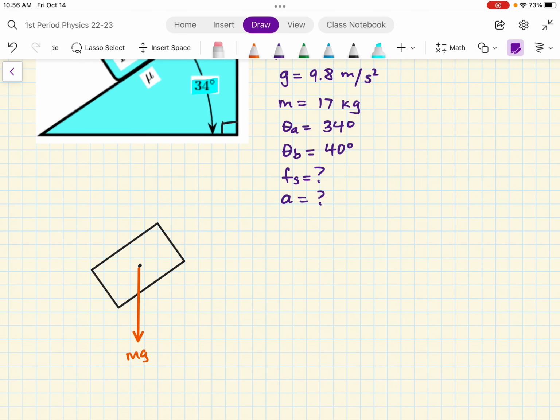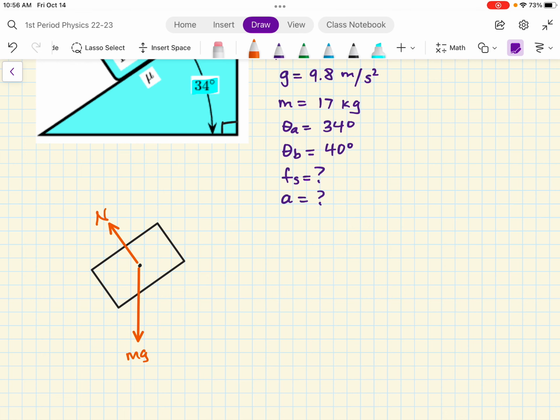Normal, not natural. I still don't know why students like to say natural. I really don't. There you go. And that'll be normal force, funny n.